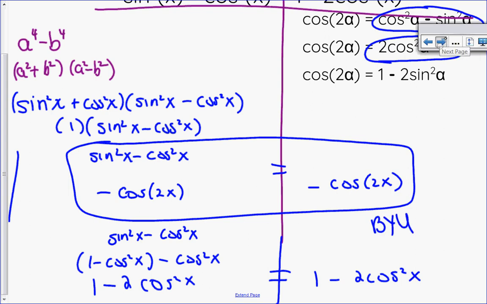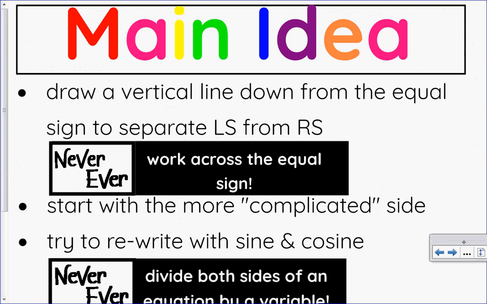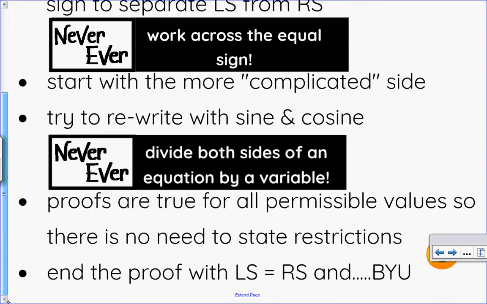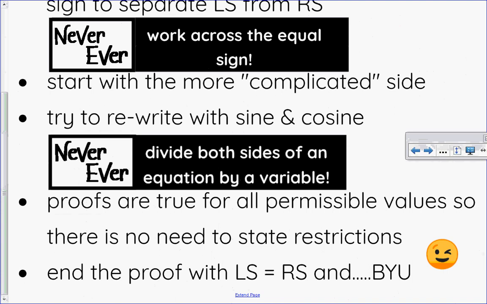Couple of things that I want to highlight in this here. The main idea, always draw that vertical line down from the equal sign to separate left side from right side, because I never ever want you to work across the equal sign. Always start with the more complicated side. Try to write it in terms of sines and cosines. Have your formula sheet out to help you. Never ever divide both sides of an equation by a variable. And proofs are true for all permissible values, so you don't have to state your restrictions. But do remember to end your proof with left side equals right side, and of course, Bob's your uncle.